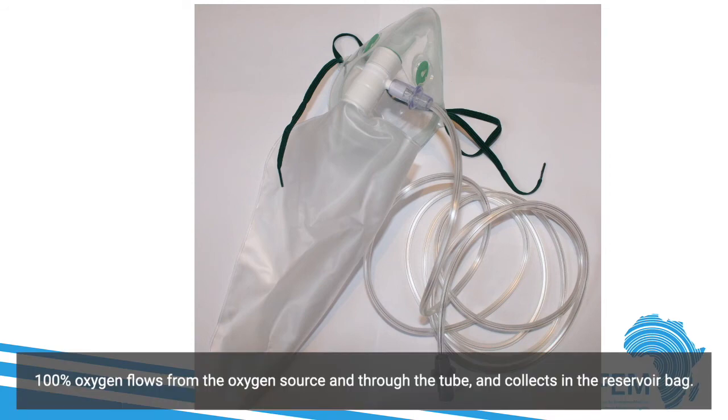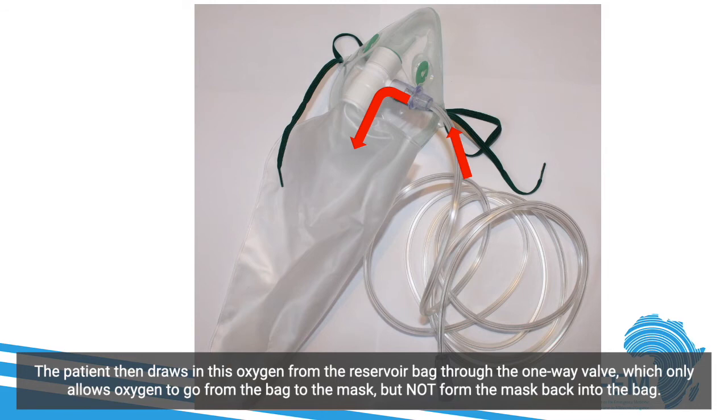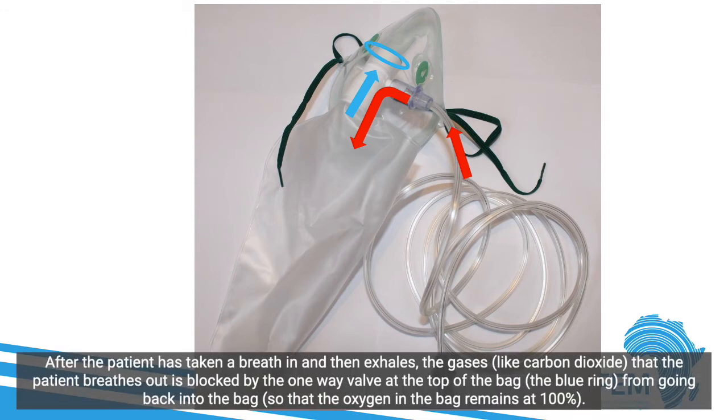100% oxygen flows from the oxygen source and through the tube and collects in the reservoir bag. The patient then draws in this oxygen from the reservoir bag through the one-way valve, which only allows oxygen to go from the bag to the mask, but not from the mask back into the bag. After the patient has taken a breath in and then exhales, the gases like carbon dioxide that the patient breathes out is blocked by the one-way valve at the top of the bag, the blue ring, from going back into the bag, so that the oxygen in the bag remains at 100%.